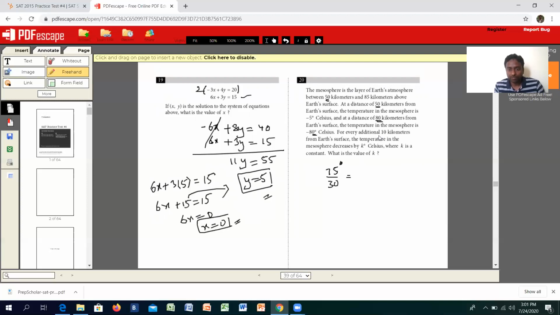They are asking about every additional 10 kilometers. This is what our focus should be. The temperature in the mesosphere decreases by k, where k is a constant. Just like the slope, what is the value of k? For every additional 10 kilometers, I divide both by 3, that's why I'm dividing by 3. What would be the number on top? The change, the constant, which is 25.